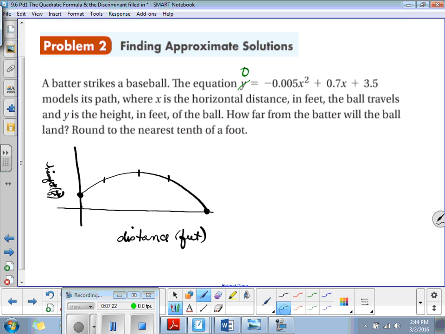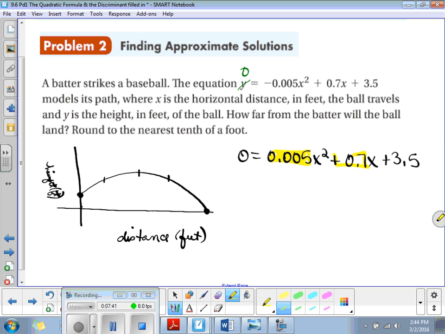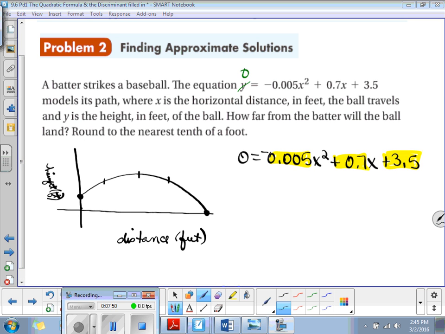So our new equation then is 0 is equal to negative 0.005 x squared plus 0.7x plus 3.5. And from here, we've got our A, we've got our B, and we've got our C. So A is equal to a negative 0.005, B is equal to 0.7, and C is equal to 3.5.